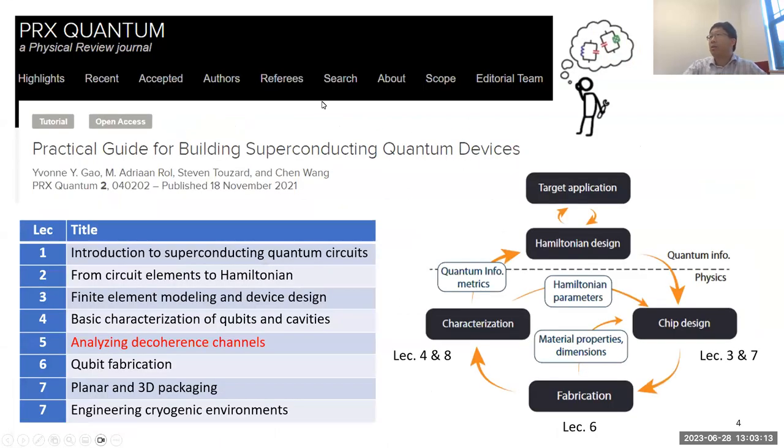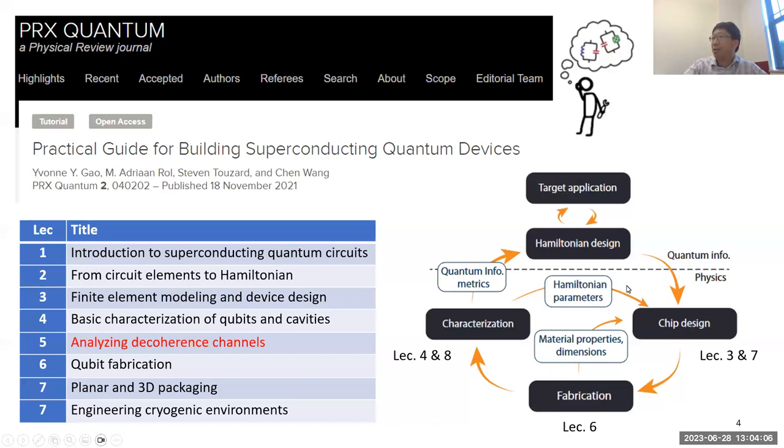This paper is also constructed somewhat like our lecture series. We discuss the loop of how to run these experiments. As I remember, we talked about qubit design. You start with some target Hamiltonian. You go through the cycle of running simulation, chip design, fabrication, and characterization, and you correct whatever mistakes you make in terms of both Hamiltonian parameters and the material properties and dimensional adjustments. We have a few other lectures you've already learned from, like device design and characterization. There are a few more to go, and in the next lecture, you're going to learn about qubit fabrication.